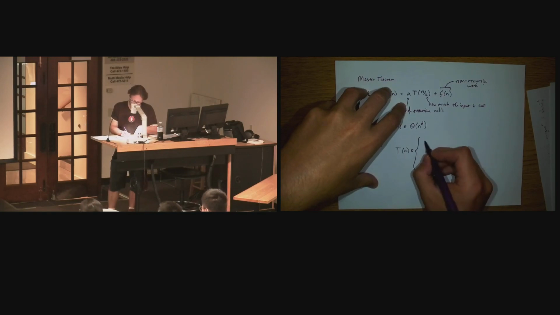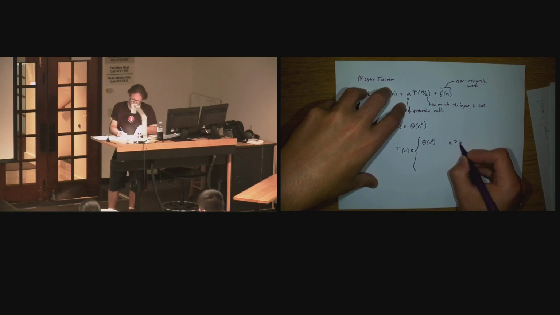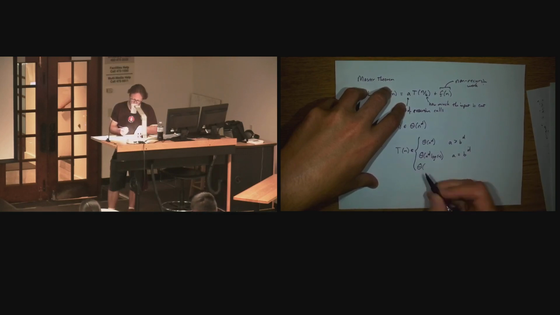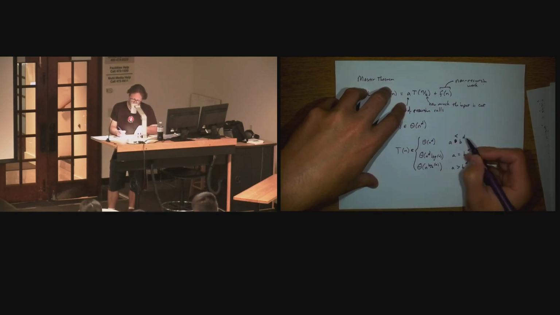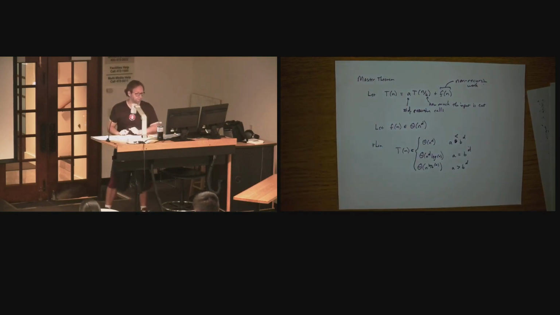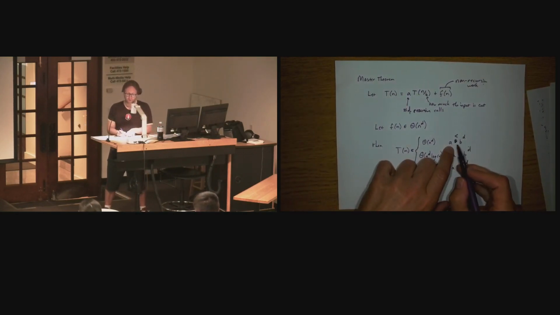n to the d. If a is greater than b to the d, it's going to be n to the d log n if a is equal to b to the d. And it's going to be theta, again, or omega, n to the log base b of a. So it's still polynomial. If a is, oops, I think I screwed up already, b to the d, and this is less than. Less than comes first. There we go. All you have to do is look at the relationship between A, B, and D.